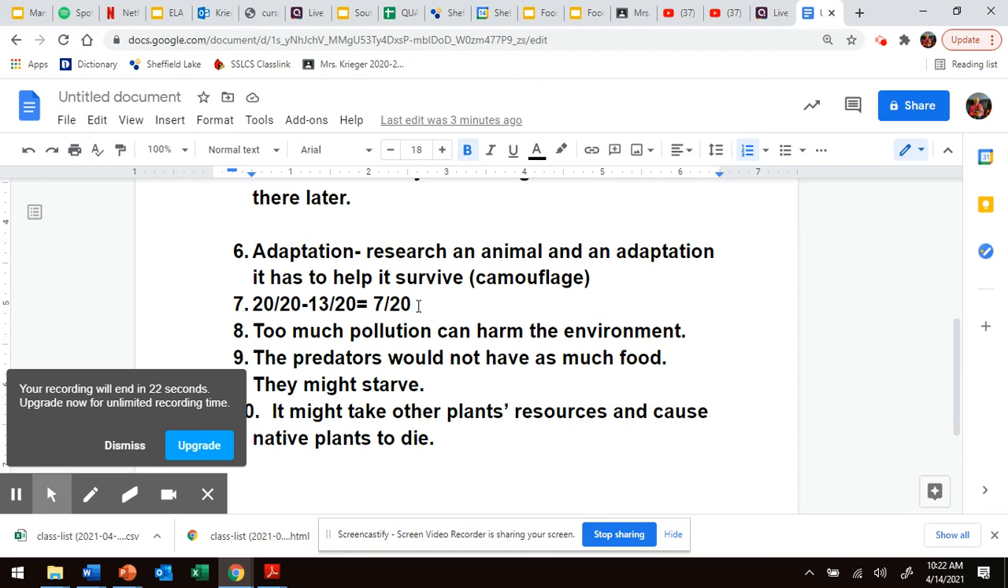Okay. Number nine, how might hunting too many rabbits affect the balance of an ecosystem? Possible answers, the predators will not have as much food, and then they might starve. Okay. And number ten, purple loosestrife is a plant that people brought over from Europe. It grows thickly in wetlands. How might it harm the wetlands ecosystem?